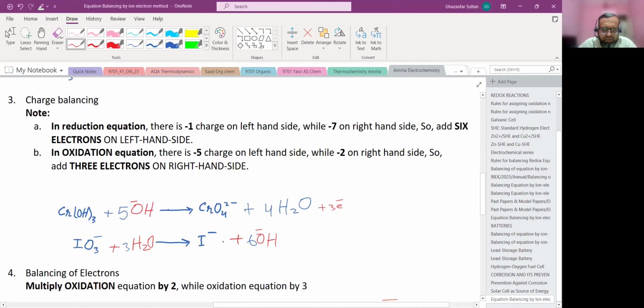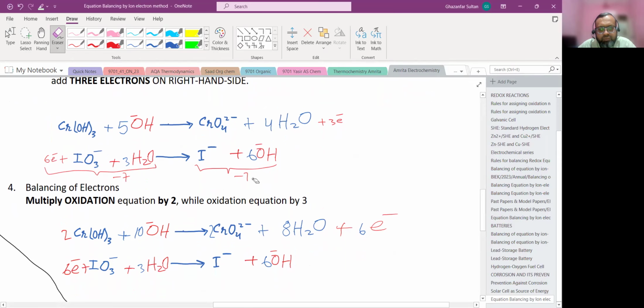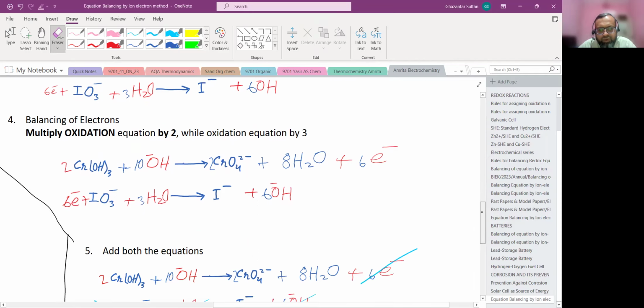In the next reduction equation, you can see on the left hand side there is -1, and right hand side there is -7. See, -1 plus -6. So -1 and -6 become -7, and there is only -1. So we have to add 6 electrons on left hand side. Now overall charge is -7 on both sides. So in this way, electrons are balanced in both the half equations.